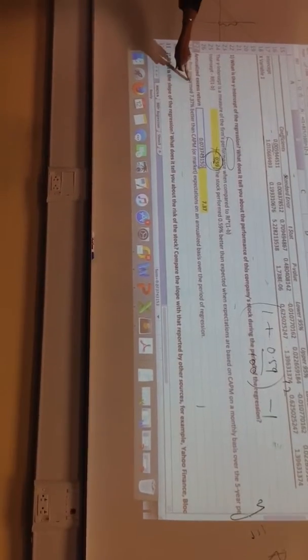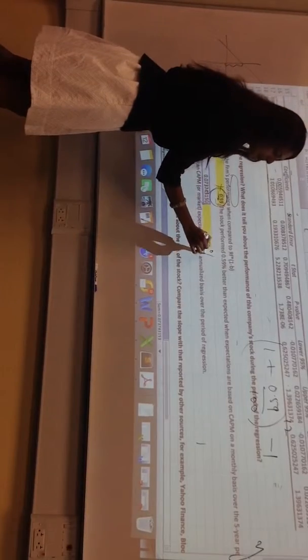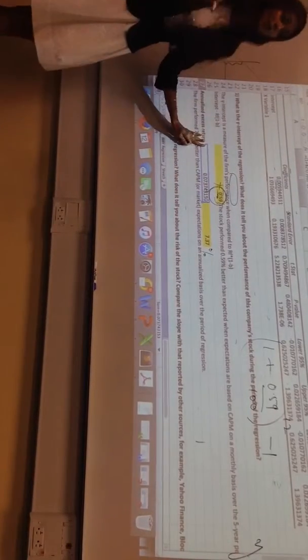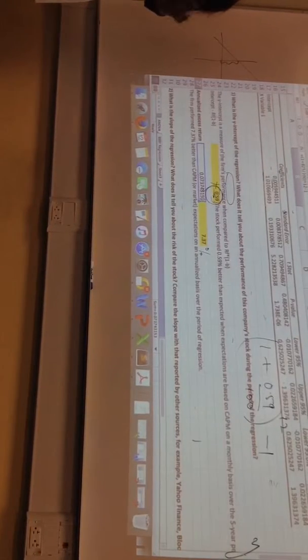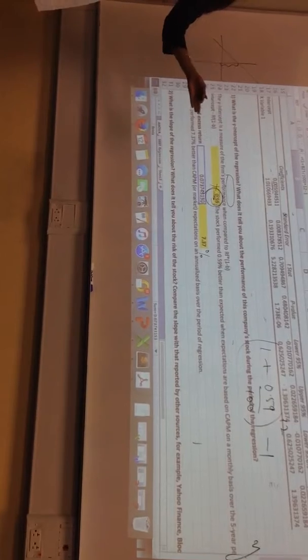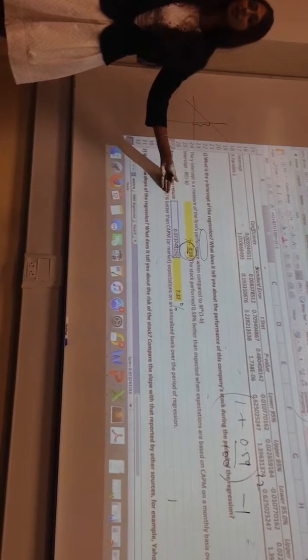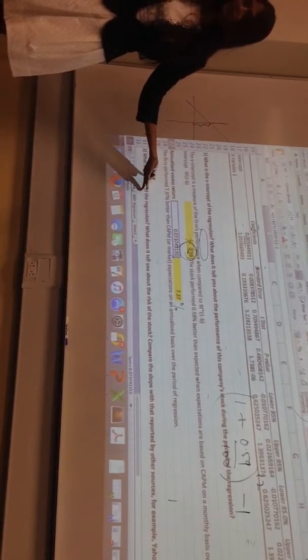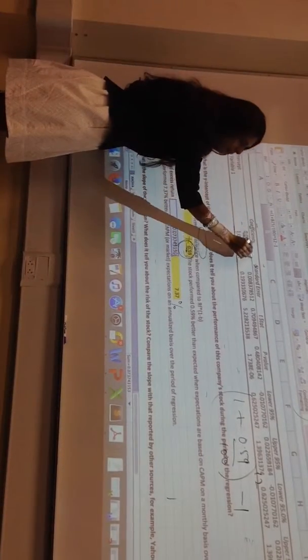So once I do that, my answer is 7.37%. So what does that tell me? That my Bed Bath stock performed 7.37% better than CAPM expectation over my period of regression. Clear? If I use some other data range, it will change. But over my period of regression, my stock outperformed CAPM expectations by 7.37%. So that is the interpretation of the y coefficient.